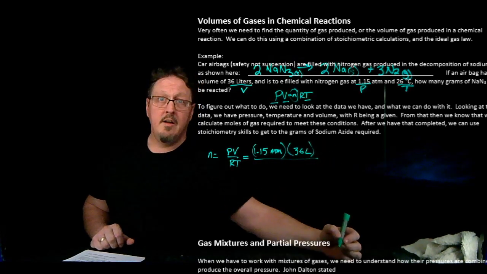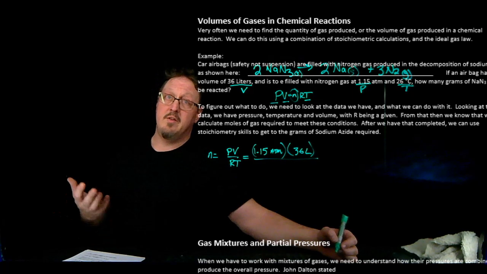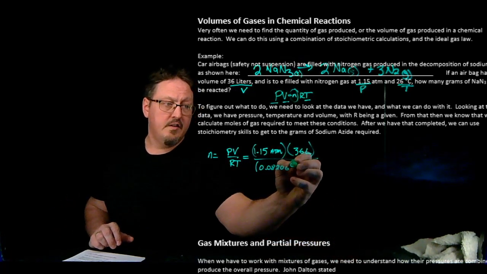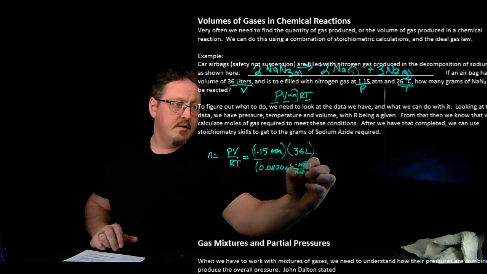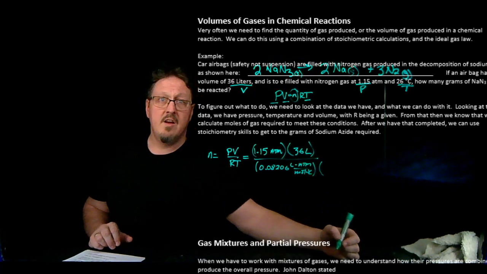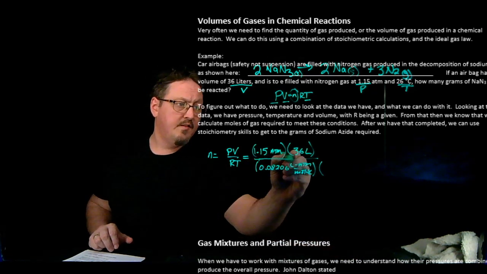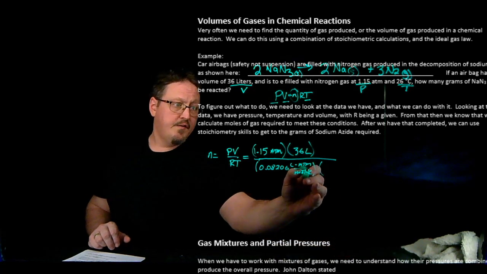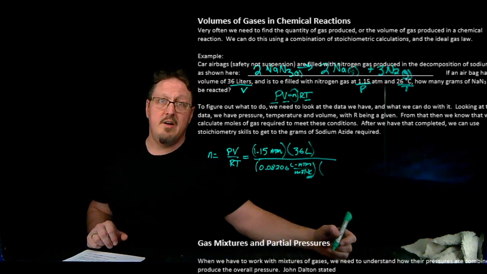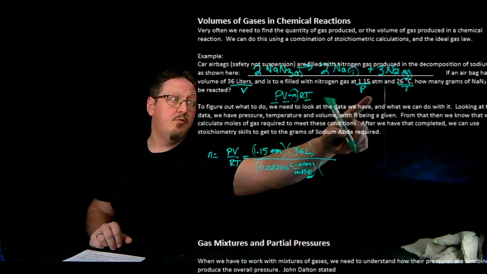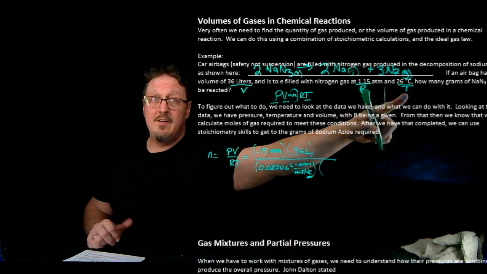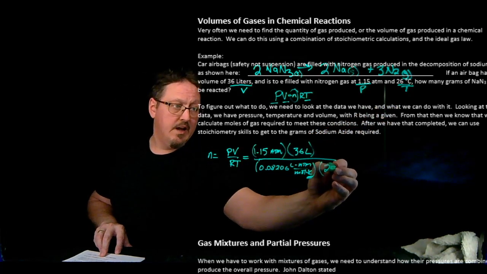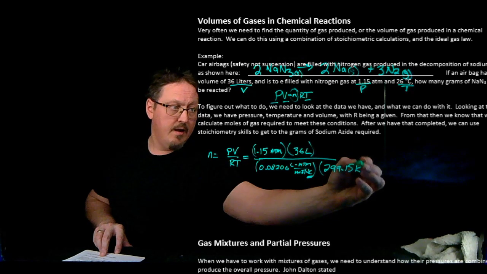My R value is the R value that has atmospheres in it. So this is going to be 0.08206 liters times atmospheres divided by mole times K. The last thing I have to do is put in our temperature. Now my units for temperature in my R value are K, so we have to convert 26 degrees Celsius to K. 26 plus 273.15 gives me a value of 299.15 K.